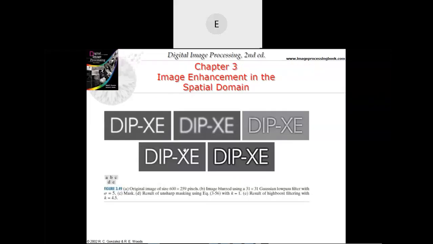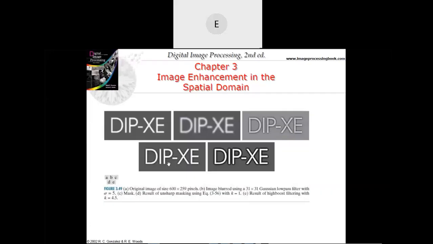I think there is an example. Let us see that also. This is an original image of size 600 cross 259 pixels. Then you have blurred it by using a simple 31 cross 31 Gaussian type of low pass filter. We'll discuss it later, maybe in the next class with some variants. Then the third one is a mask. That means you just subtract this from this. So this is what you get.